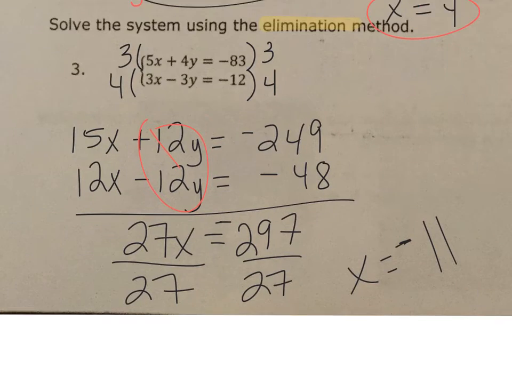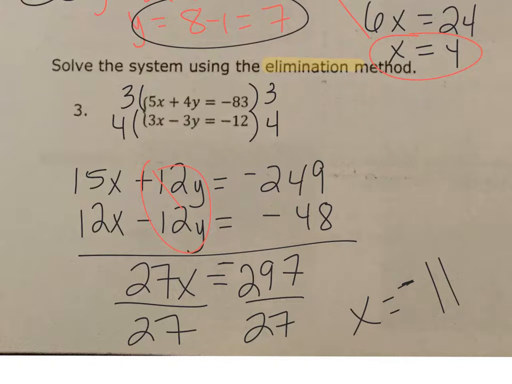Now I'm going to go back to one of my original equations, and I'm going to choose to use this one, only because I don't want to deal with negative 83 for whatever reason. Negative 12 seems easier to me. I'm going to put in x equals negative 11 instead of the x there. So I'm going to do 3 times negative 11 minus 3y equals negative 12. I'm using the original equation there.